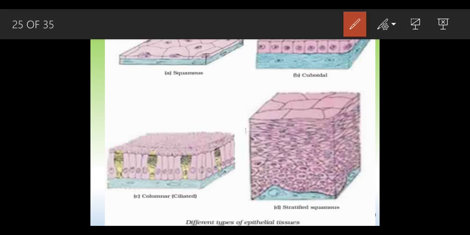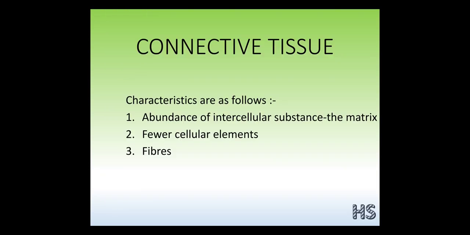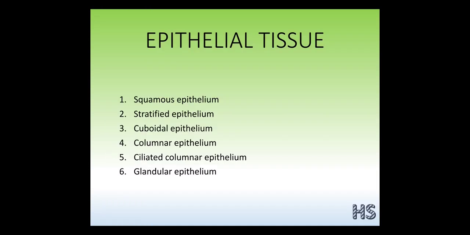And this is the stratified. What do you mean by stratified squamous? Stratified squamous means the layer. The word stratified means the layer. As we can see, there are layers one above the other. You can see this part, they are arranged like this.